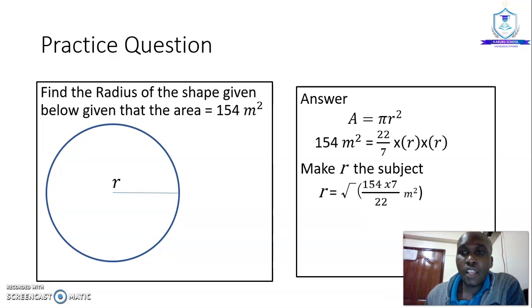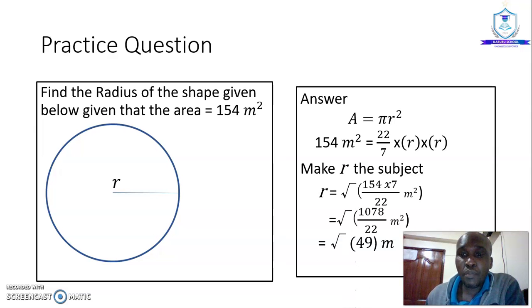To make r the subject of the formula, we need to take all the values that are known to one side of the equation, and in this case we'll have r equal to the square root of, open the brackets, the numerator becoming 154 multiplied by 7, and the denominator becoming 22, and all this is in meters squared. So we have 154 multiplied by 7, that gives us 1078. Then divide this by 22, and then find the entire square root of the output.